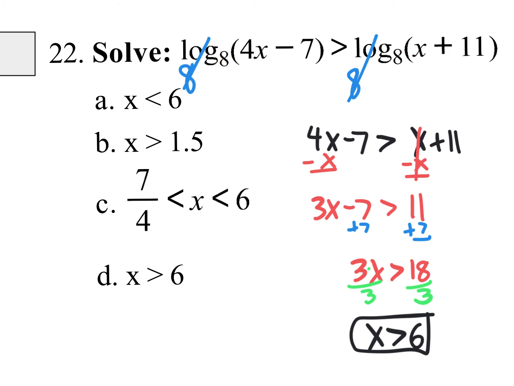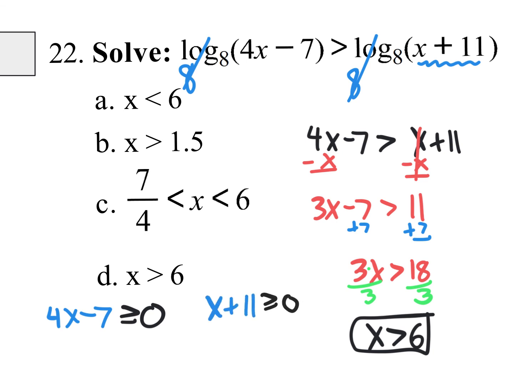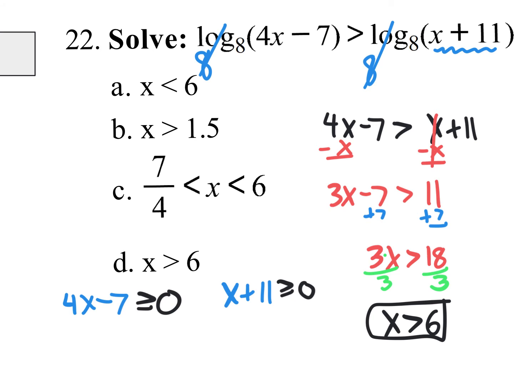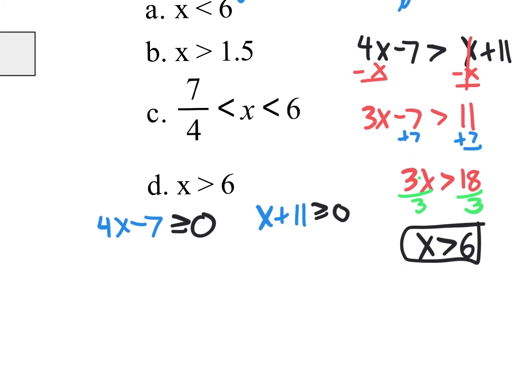Okay, so let's actually write that down. The 4x minus 7 must be greater than or equal to 0. Likewise, the x plus 11 must also be greater than or equal to 0, because it can't end up being negative. And if this is negative, the whole thing is messed up. Okay, so we need to solve these two simple inequalities.